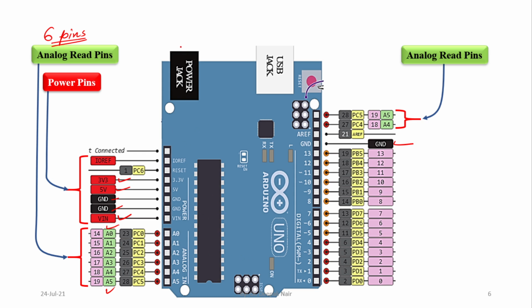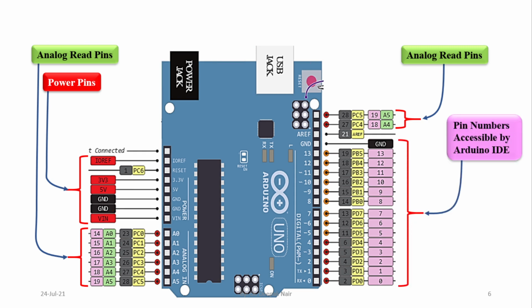Along with that we can use this power jack to provide power. And in general, most of the time we'll be using the USB jack, which will be connected to our computer or PC to provide power to the Arduino board. So in total, there are generally 3 ways by which we can provide power to the Arduino board. One is V-in, second is power jack, third is USB port.